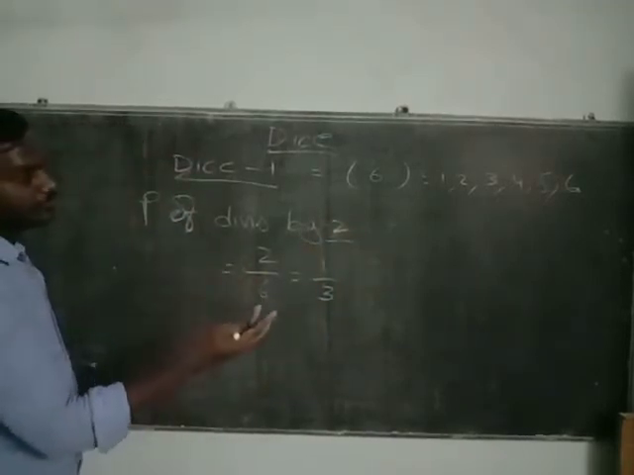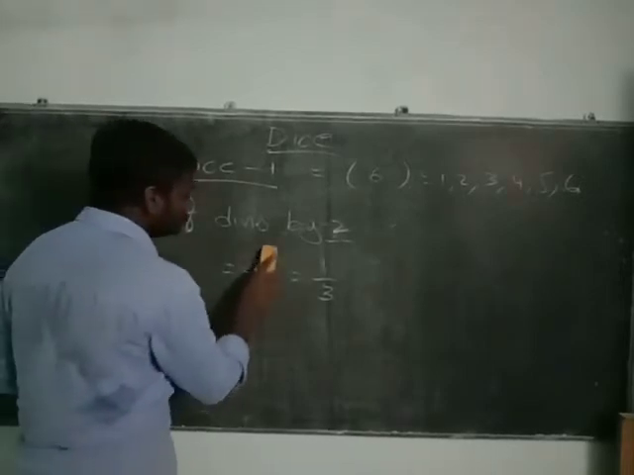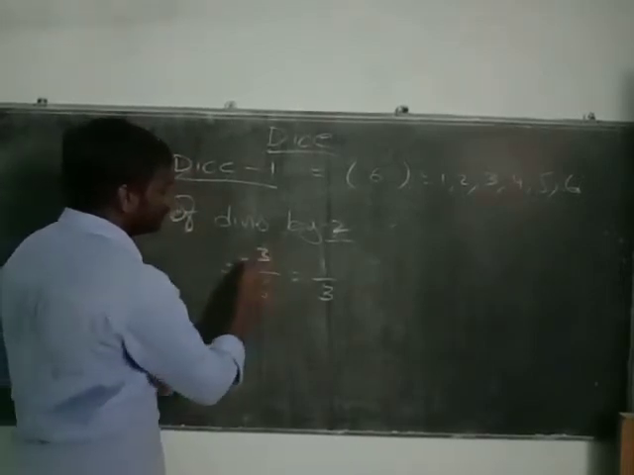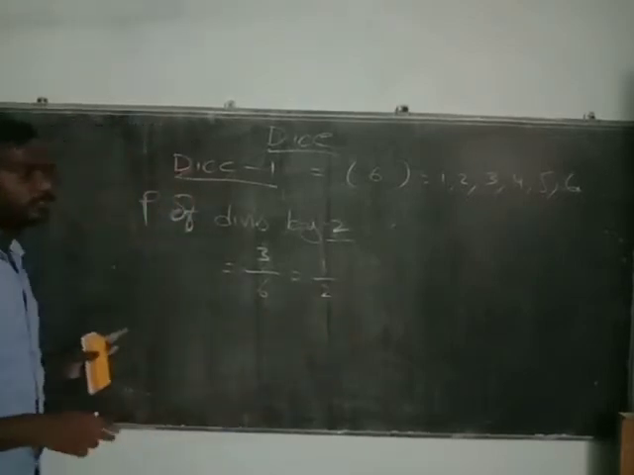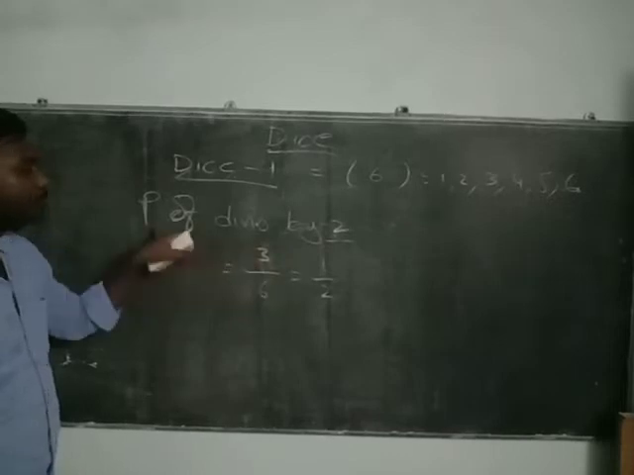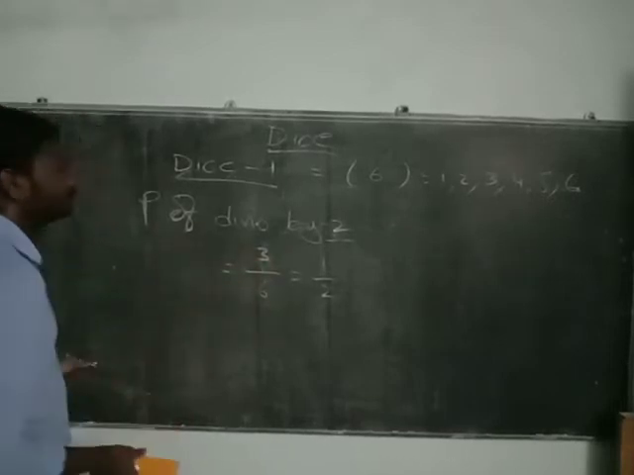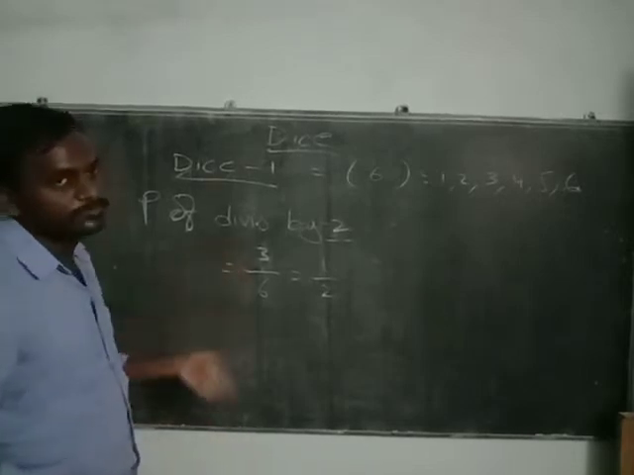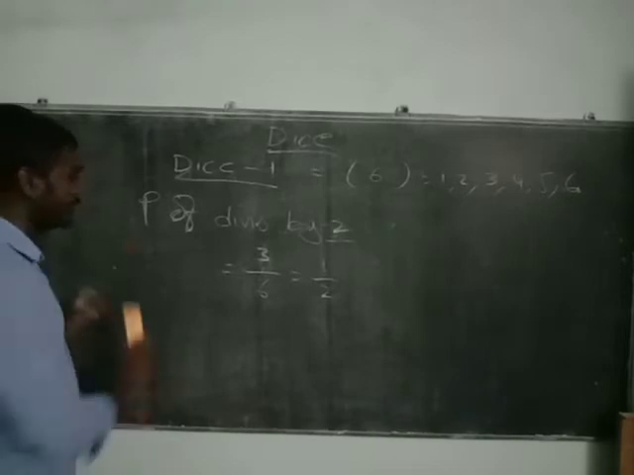So I can change this as 2. So 2 is divisible by 2, 4 and also 6. I have 3 options there. So 3 by 6, that is equal to 1 by 2. So whatever the question might be, you have to just remember the formula, that is probability is equal to number of events divided by total number of events, or number of outcomes divided by total number of outcomes. So according to the question, you have to analyze.